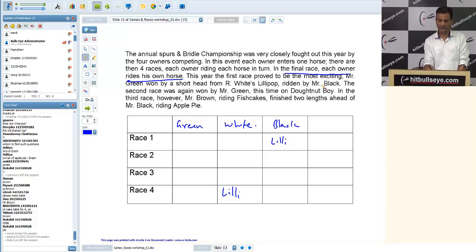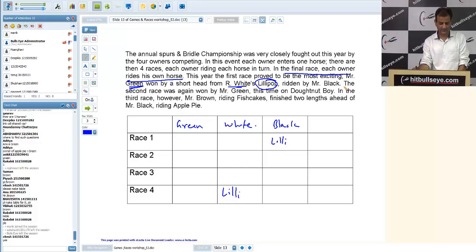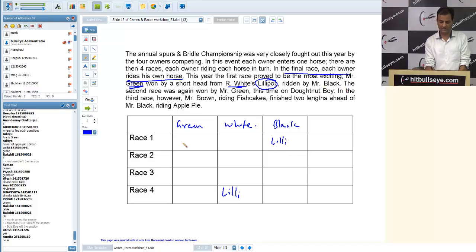Again just go to this line. This year the first race was exciting. Mr. Green won by a short head from R. White. Lily Pop. Who is the owner of Lily Pop? R. White. That means R. White will run Lily Pop in the 4th race, but it is ridden by Mr. Black in the first race. Is it clear? Then the second race was again won by Mr. Green. The second is again won by Mr. Green, this time on Donut Boy.